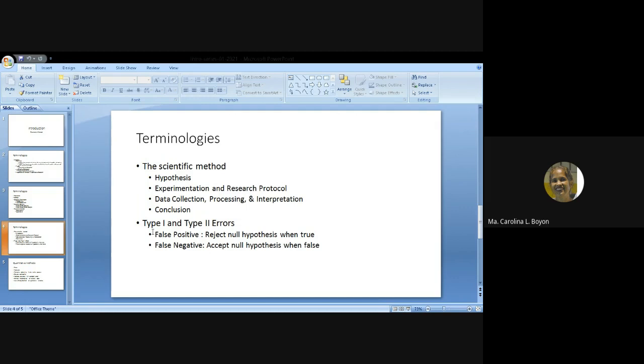So for data collection, processing, and interpretation, you will have to abide in the data collection by the processes which you have declared in the research protocol, and in processing you will have to use statistical methodologies, mathematical methodologies, which will be validated as appropriate for the research design which you have adopted. And interpretation of results will have to be the technical interpretation.